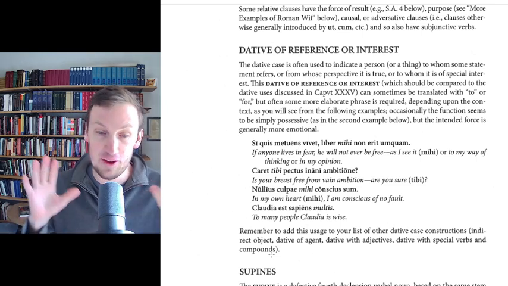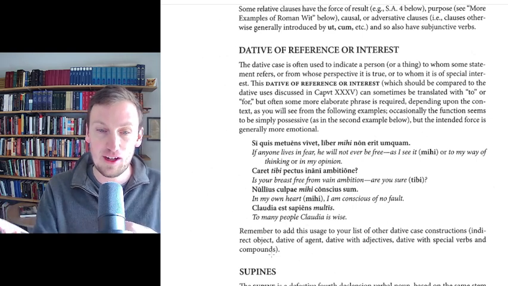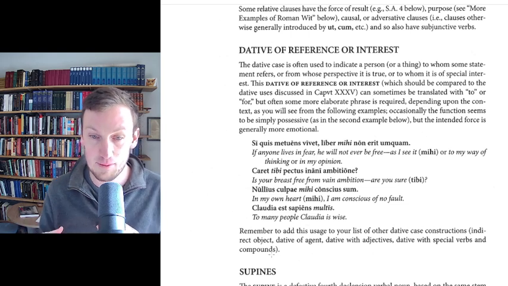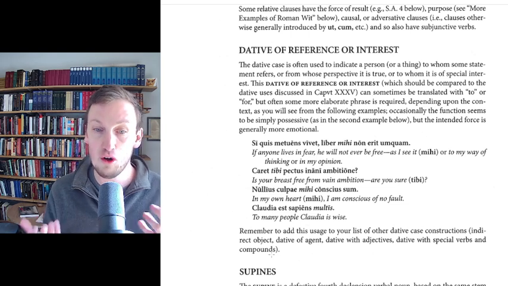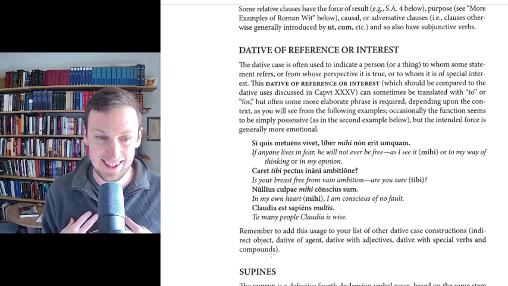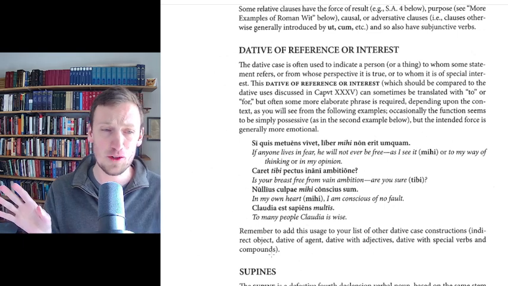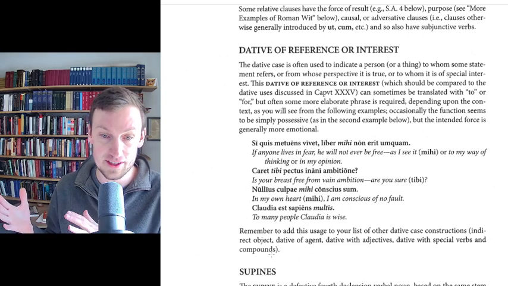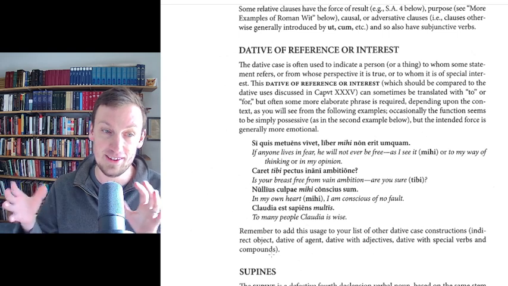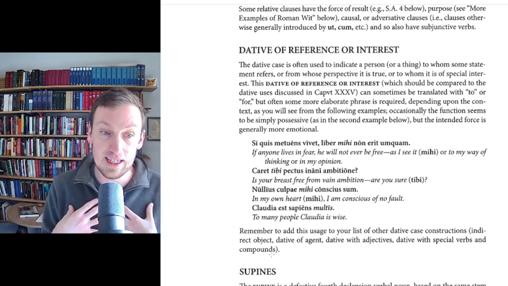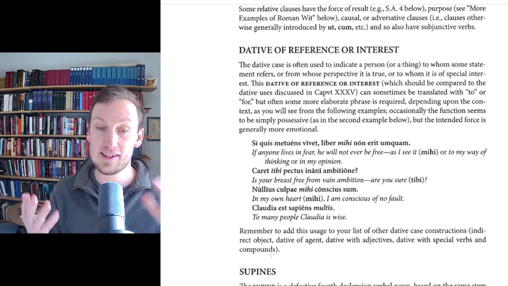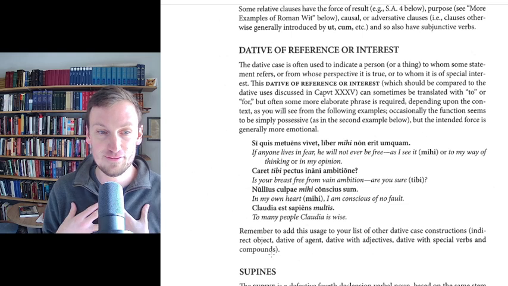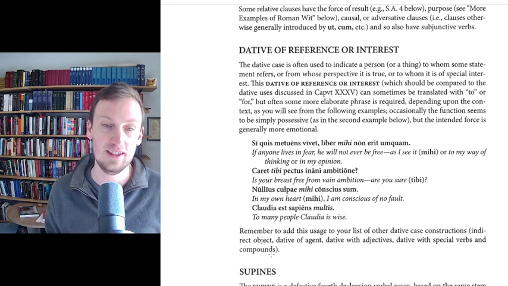One example of how this is weird, look at the third example here. Nullius culpae mihi conscius sum. So I am conscious, conscius sum, of no fault, nullius culpae. Mihi. So they translate in my own heart, which is a wild over-translation, but it's getting at the right idea here. The claim that I'm conscious of no fault is being said to be true with respect to me in some sense that the context is going to have to suggest. In this case, it's probably like no fault for me or in me, with respect to me.